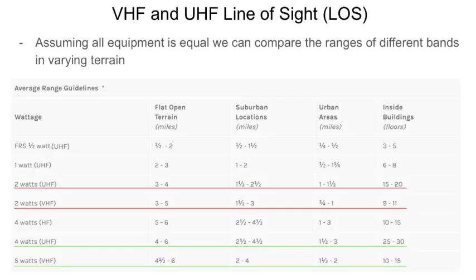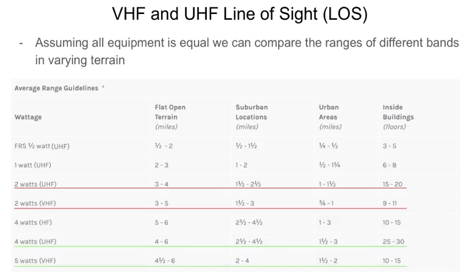Okay, so assuming all equipment is equal, let's compare the ranges of different frequency bands. The first one is half a watt, which is the power on UHF, ultra high frequency. On flat open terrain, that's half a mile to 2 miles. Suburban, so broken terrain, you have a little bit less because there are more obstacles in the way, maybe houses, maybe trees. And then you have urban areas. That's going to be concrete buildings, things that can get in the way of the radio waves. And you can see that that's only a quarter mile to half a mile.